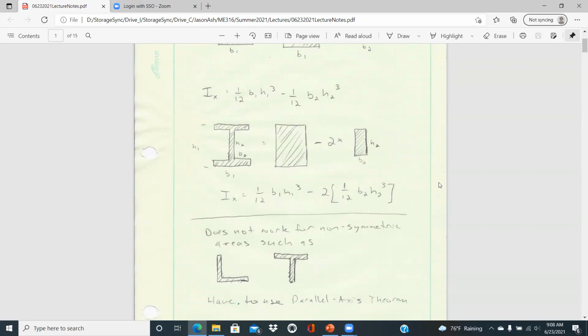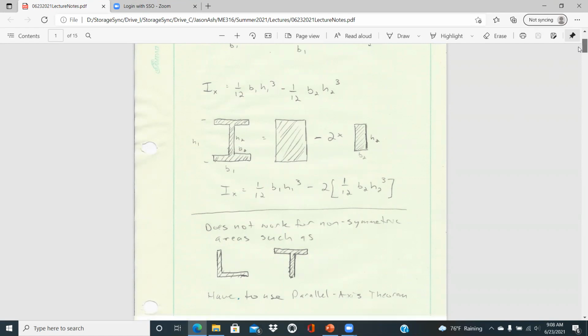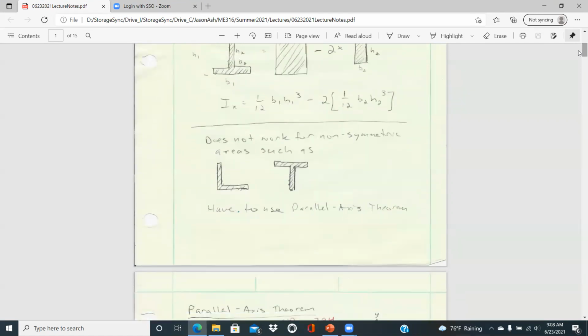And so that's fairly straightforward to work with rectangular sections like that, when the geometry of that cross section is symmetric about the axis that you're bending about. That will not work for non-symmetric areas such as an angle iron or a T-beam, in that there is not then that common line of symmetry for that area. And for that, you then have to use the parallel axis theorem to be able to solve what that area moment of inertia is.